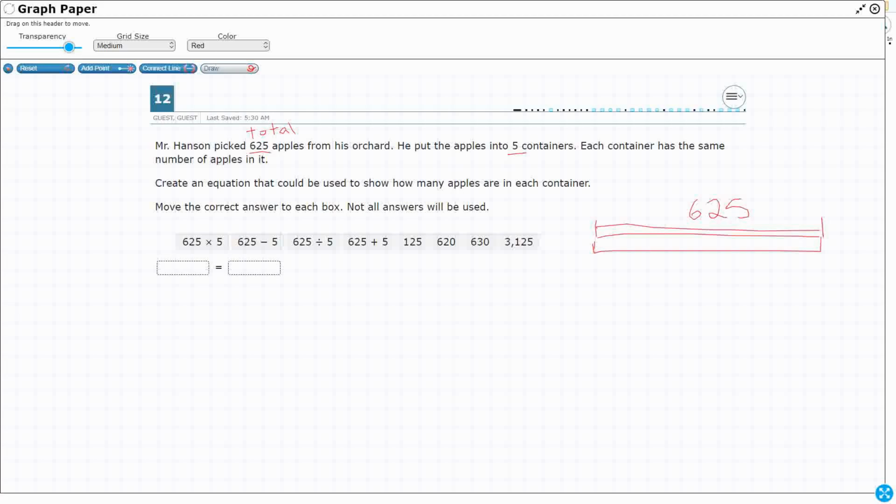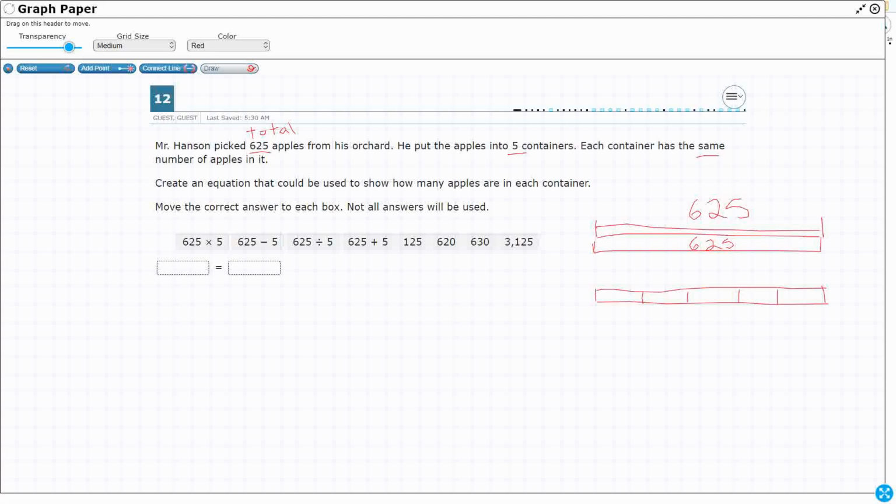Now, he put the apples into five containers. So what I'm going to do is try to break this up underneath, like a part-whole. Break them up into five equal sections. I don't know if I'm going to get them perfectly even, but there's my five sections. So there's my 625, whether you want to use the line or the bar, that's fine. And I've got them in five sections. Each container has the same number.